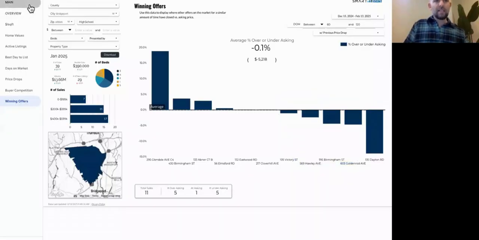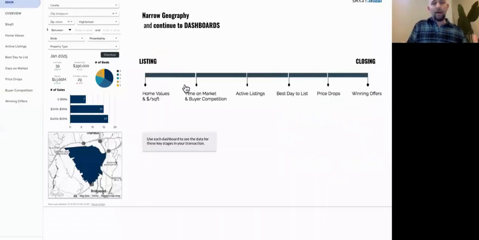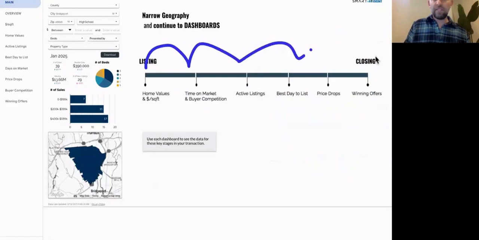So this again is the dashboards tool. And again, I would love to see some of you guys bring this into some of your training sessions and really help to have your agents incorporate this. And again, it's stages of the transaction and bringing the right data at the right time.